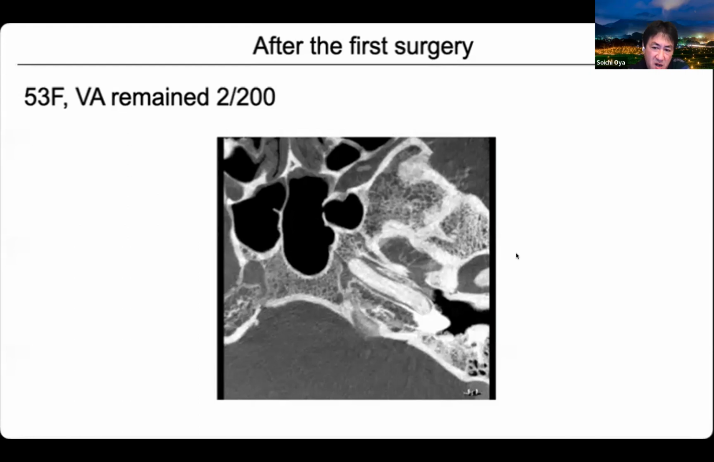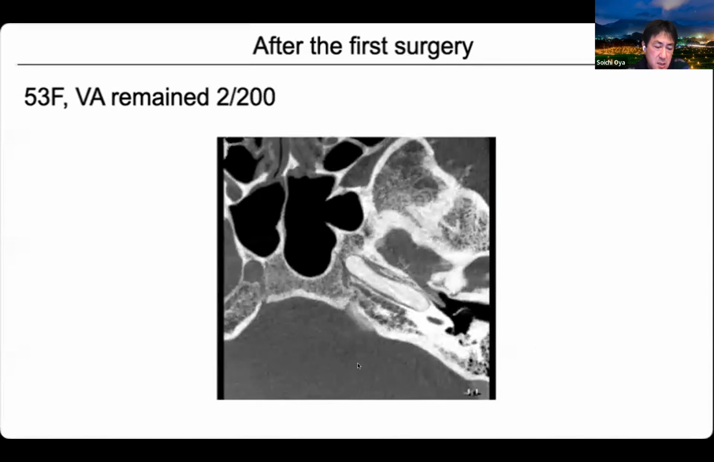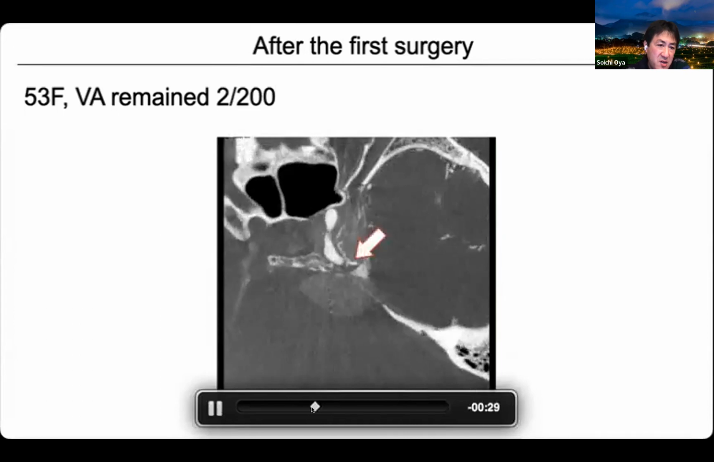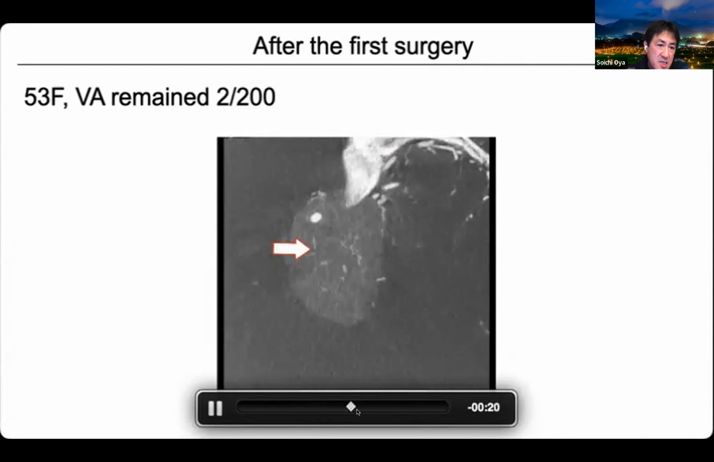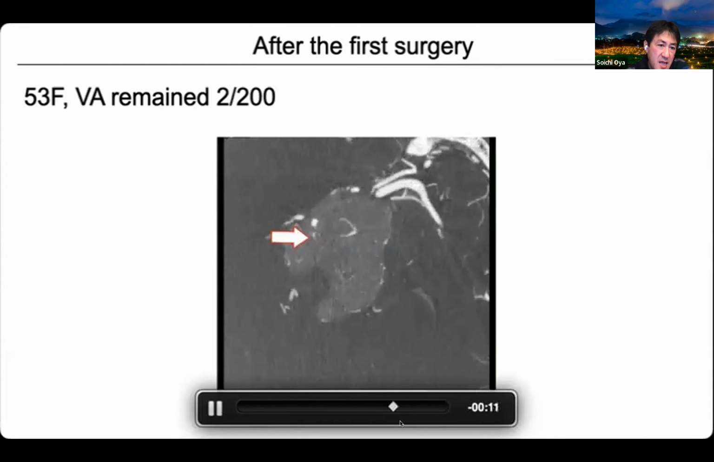So we conducted the preoperative embolization of the feeders from the tentorial artery and the recurrent meningeal artery. This angiogram also showed the PCOM running inside the tumor. And the anterior choroidal artery was running like this.